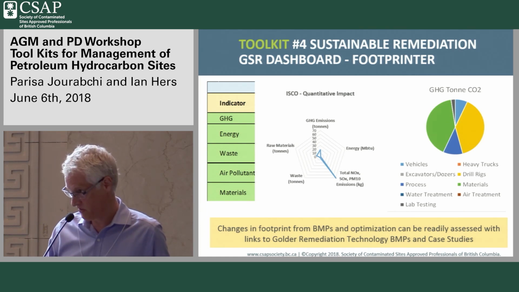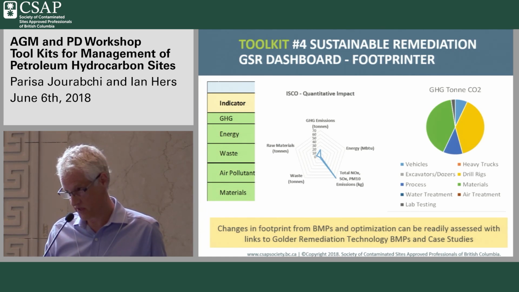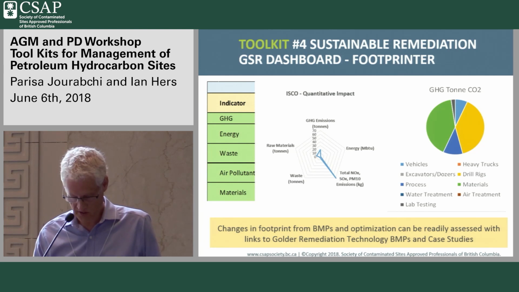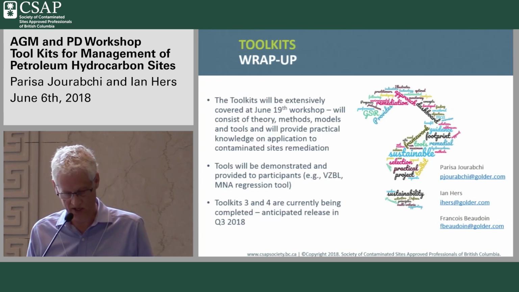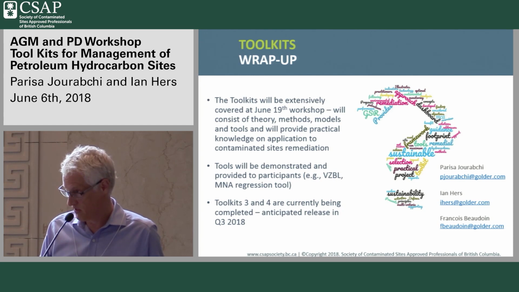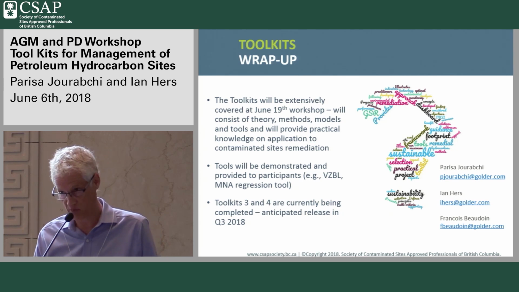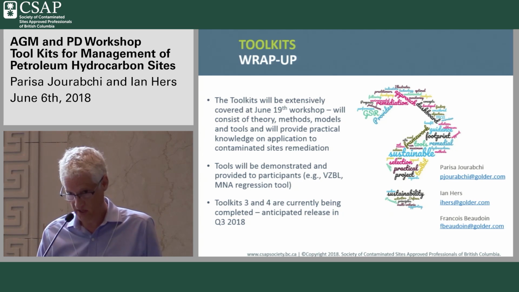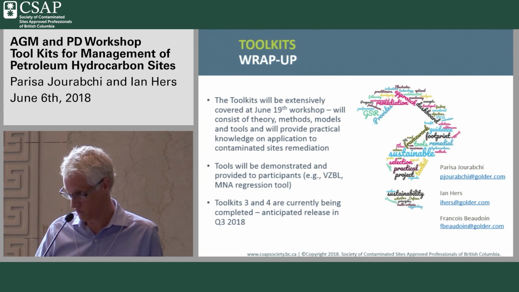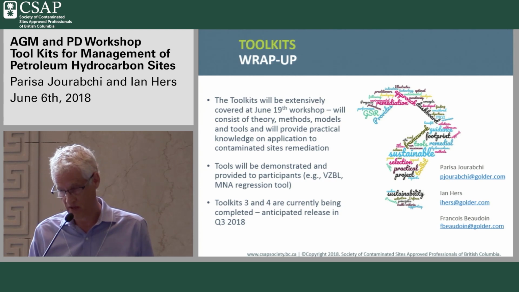But the point is that we start to think about optimization and sustainability, and there may be some practical things that you can do to make your project more sustainable. So that's the Toolkit 4, and these will be extensively covered on June 19th. We'll have theory, the methods and models, tools. One thing that Toolkit 2, for example, has some really good guidance on is just doing an M&A assessment for dissolved plumes. We'll talk a little bit about looking at plume stability and the lines of evidence, ways of going about that. But we'll also talk about the NSCD, and I'm really excited about what Parisa is presenting.